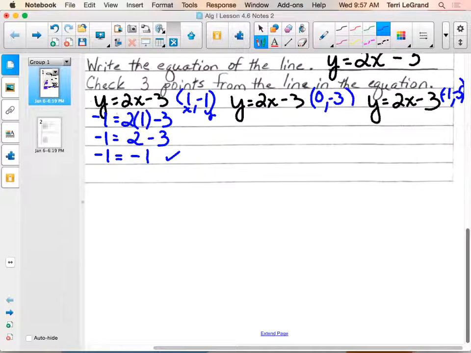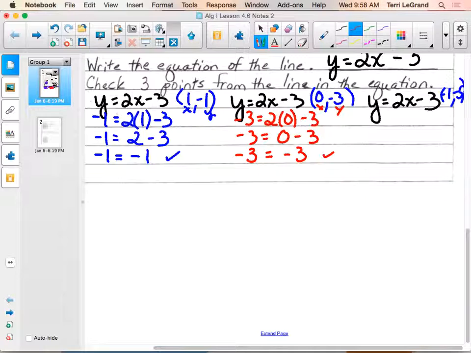Okay, let's do our next one here. We have ordered pair 0, negative 3. So there's our x, there's our y. We're going to put negative 3 in for y, 0 in for x, and simplify down until we have, hopefully, an equality. So negative 3 equals 2 times 0, which is 0, minus 3. What is 0 take away 3? Negative 3. So negative 3 comes down here, the equal sign comes down, and negative 3, because 0 take away 3 actually is negative 3, so it checks out.